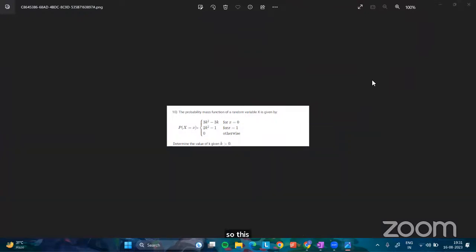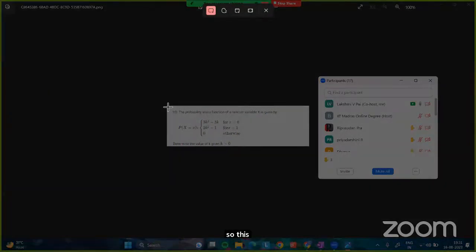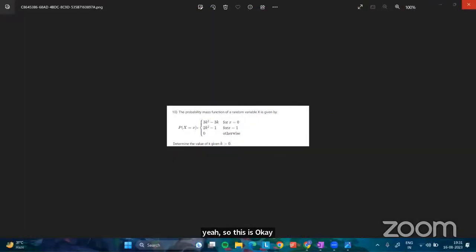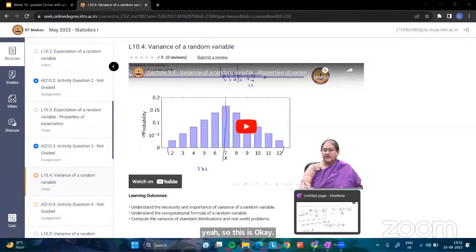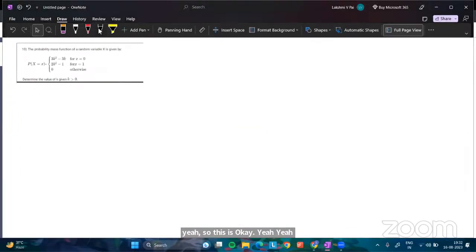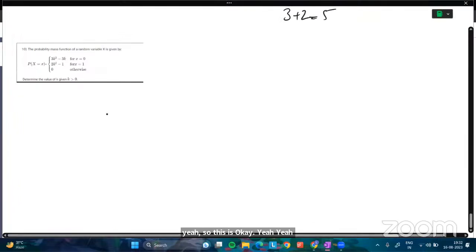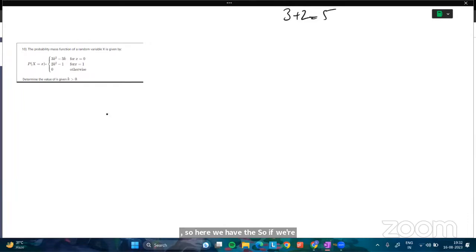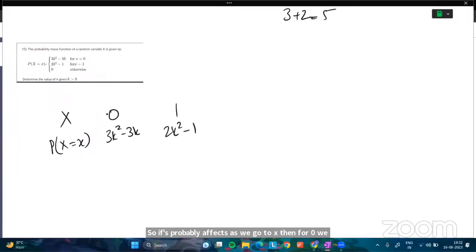Yeah, so here we have the probability mass function. If we're putting it in a tabular form, x can take the value 0 and 1, and otherwise it's 0, so we don't have to write that. So if probability of x is equal to x, then for 0 we have 3k square minus 3k, and for 1 we have 2k square minus 1.